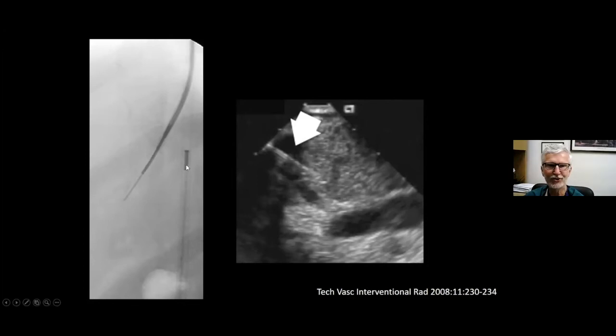Here's the transducer in the catheter. Here is the TIPS needle. And in this publication from 2008, they are showing the TIPS needle being passed into the portal venous system using this side viewing ultrasound in the inferior vena cava.